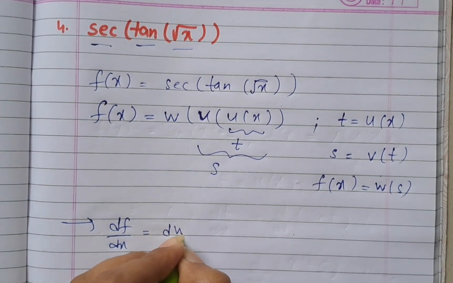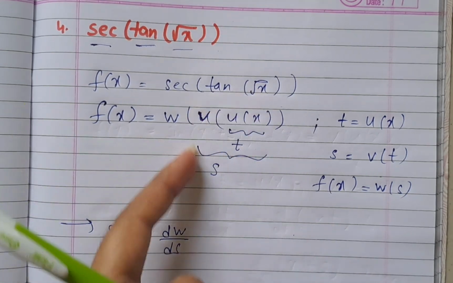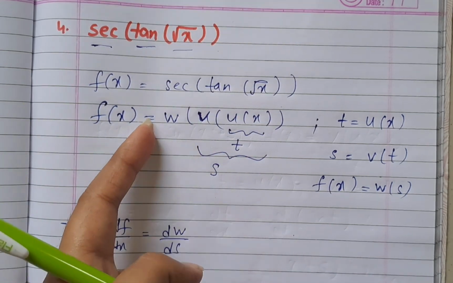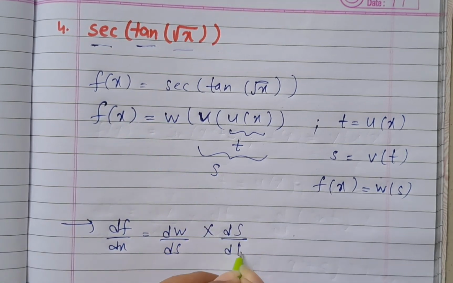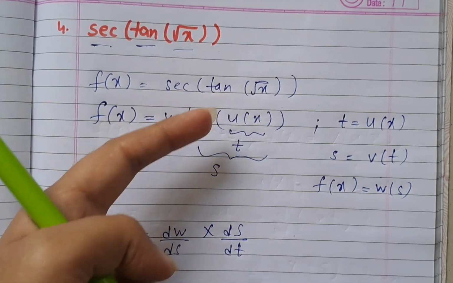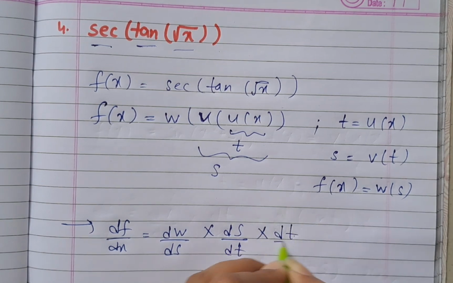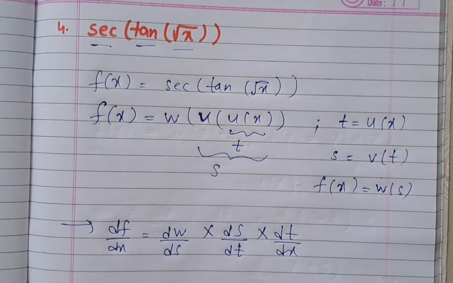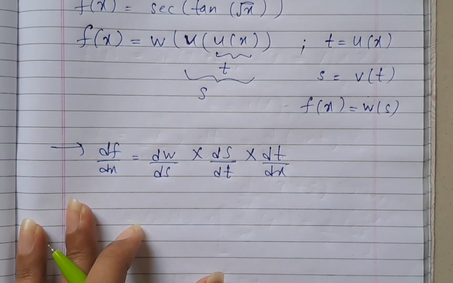to dw by ds, because w के अंदर we have s, इस entire term को हमने s माना है, so we are differentiating first w in terms of s, then we are writing it as ds by dt. We are differentiating s in terms of t because s के अंदर we have this u of x which we have considered as t. Okay, and again we have dt by dx क्योंकि t is equals to u of x. So this is how we are going to differentiate. Okay, ये हमने हमारे previous video में भी देखा था.